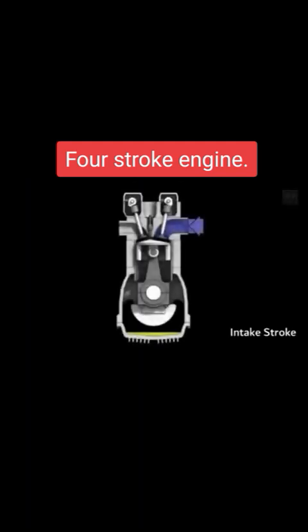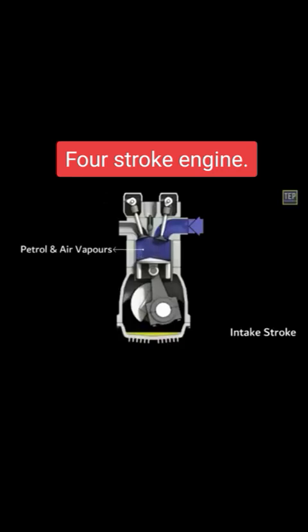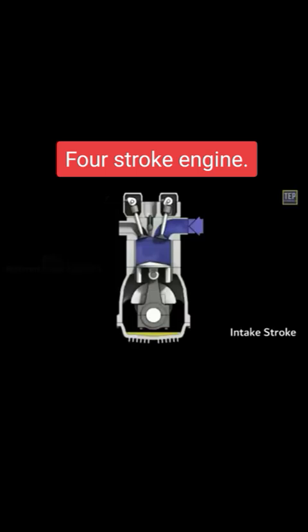Intake stroke. The stroke begins when the piston is at TDC, top dead center. The piston moves downward, and the inlet valve opens. A mixture of petrol and air vapors, mixed proportionally by the carburetor, enters the cylinder and fills the space in the cylinder. The piston reaches its lowest position, known as BDC, bottom dead center.